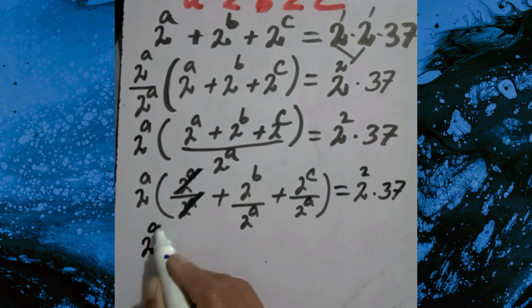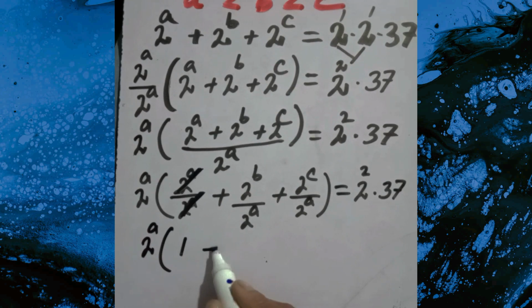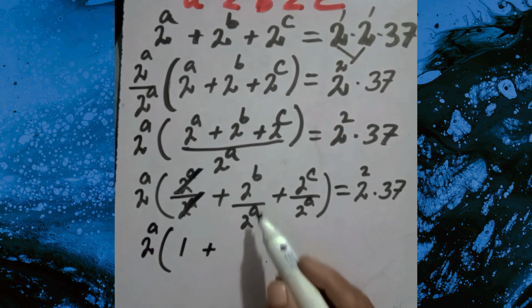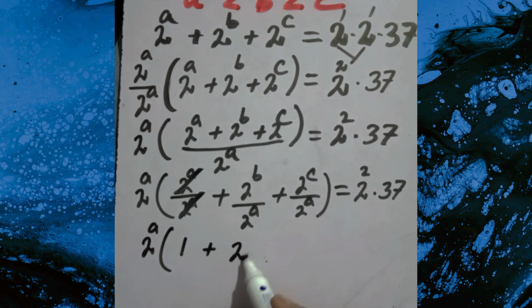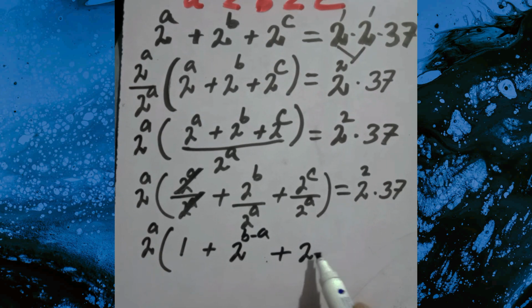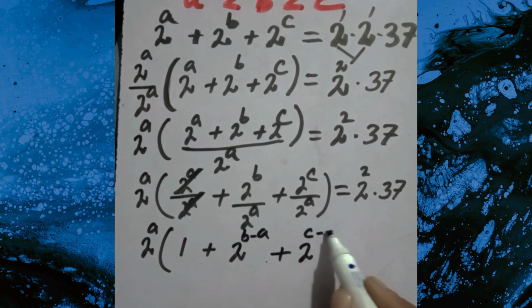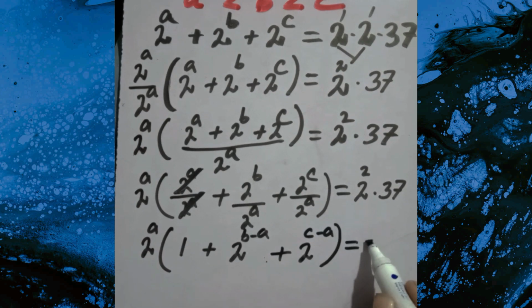2 exponent a is 1 plus, here the bases are the same. According to the division or quotient rule applied here, we take one base and subtract the powers: b minus a. Plus, here the bases are the same, we again use the quotient rule or division rule, so c minus a, the bases are the same, so we subtract the powers.